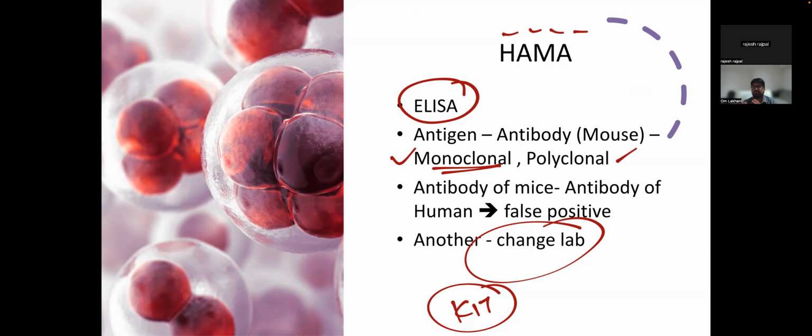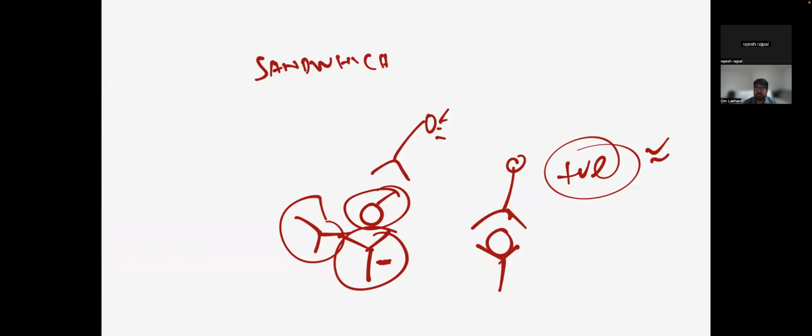So what you do is change the kit, so that you have a different mouse antibody and the human being does not have antibody against that particular mouse. That could sometimes lead to a normal result, right? So if you are suspecting HAMA, it is a good idea to either change the methodology or change the kit, right? In that situation, you could get a more accurate result.